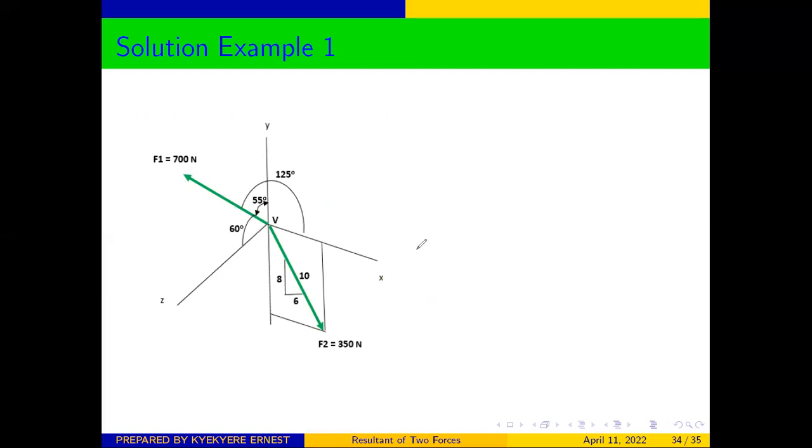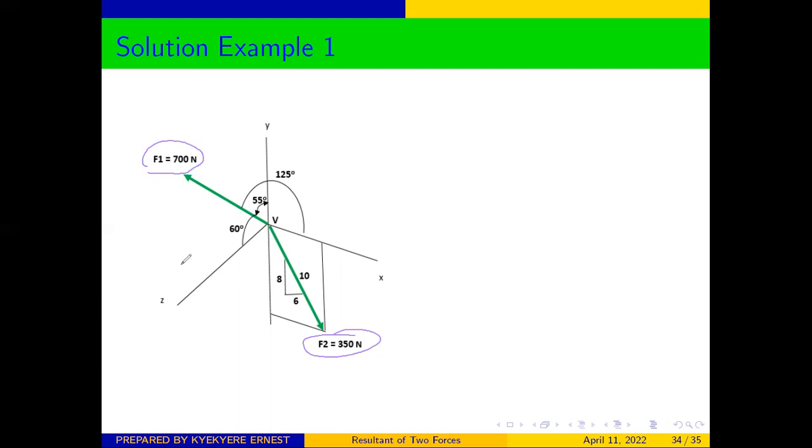Good. So in our previous examples, we looked at how to find the component of a force, or how to convert forces from scalar form to vector form. So we need to convert these forces from the scalar form to the vector form, or the component form, before we can find the resultant.